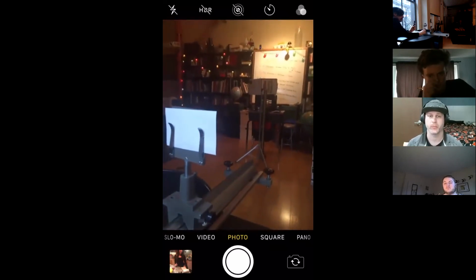Can you guys hear me okay if I'm standing over here? Yeah. Let's see if we can make an image that you can see on this screen. Ooh, it's really dark. I've got to close these blinds down and let in as little ambient light as possible.